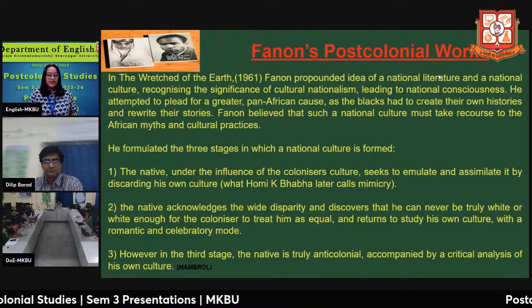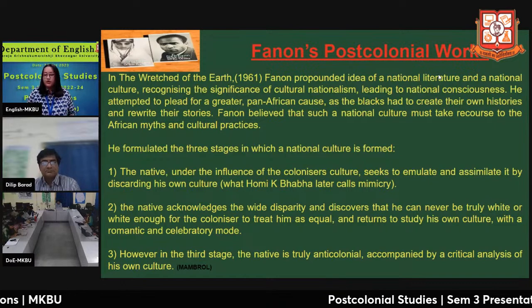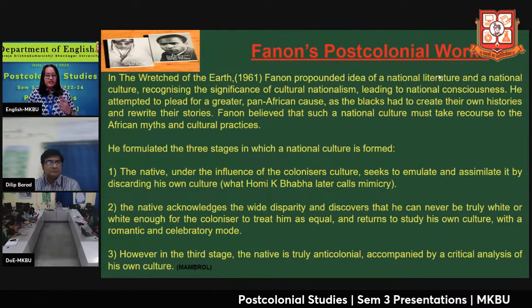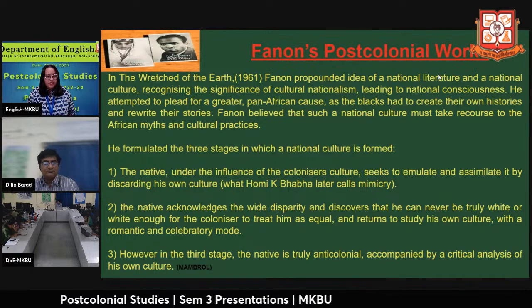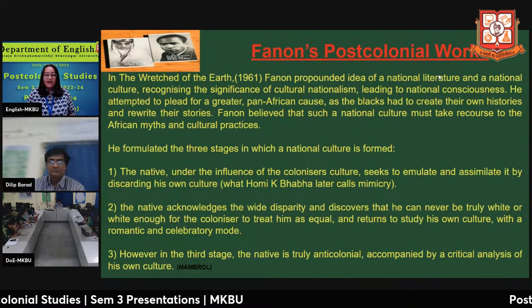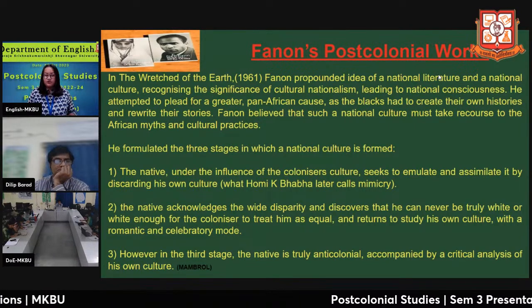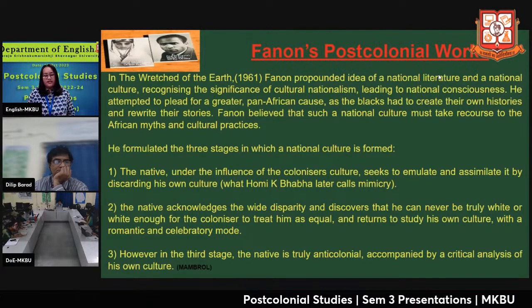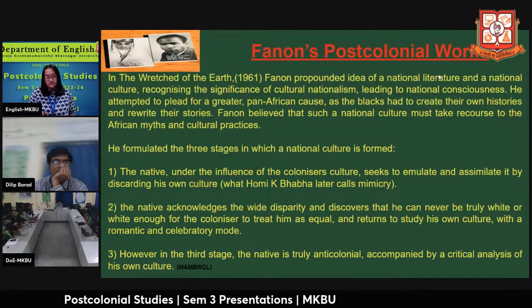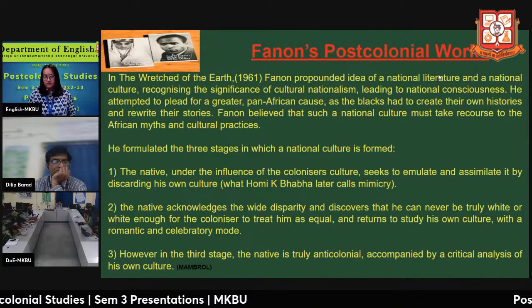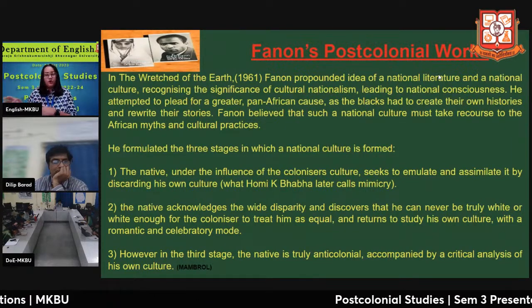First, the native, under the influence of the colonizers' culture, seeks to emulate and assimilate it by discarding his own culture. Second, the native acknowledges the white disparity and discovers that he can never be truly white, or white enough, for the colonizers to treat him as equal. Third, in the third stage, the native is truly anti-colonial, accomplished by a critical analysis of his own culture.